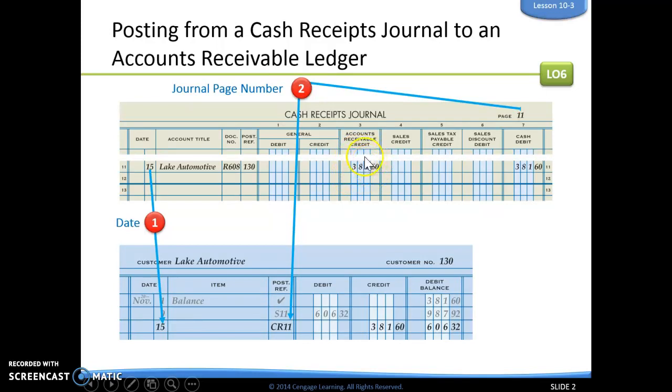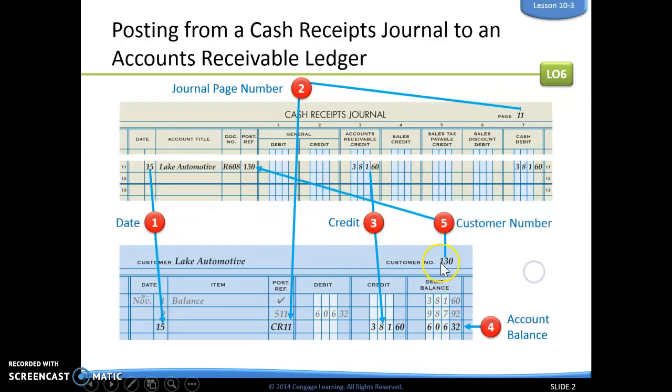We're looking at our accounts receivable credit column, and so this is the credit amount that we're going to credit to Lake Automotive. So we'll credit $381.60, and then we need to find our new balance. We had a debit and a credit balance, so we'll subtract those two to get our new debit balance. Last step is we will take the customer account number and bring it to our post reference on our journal.